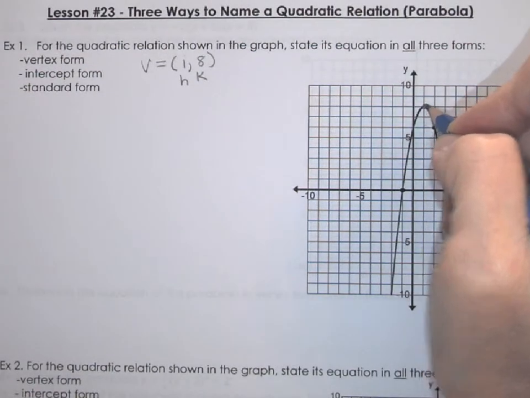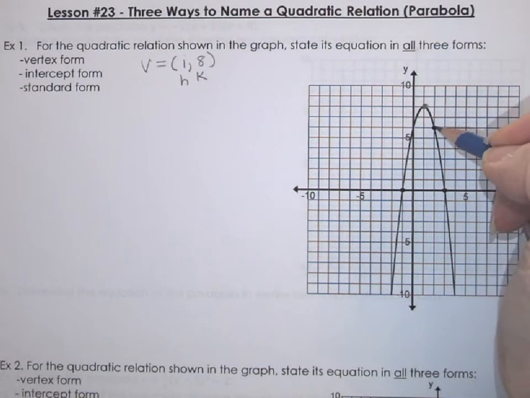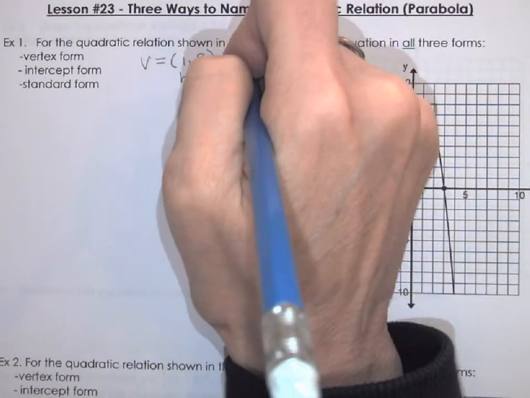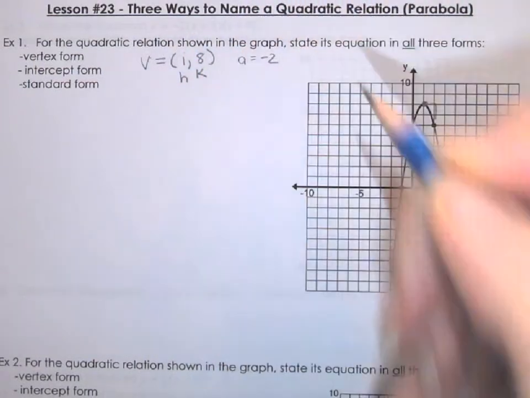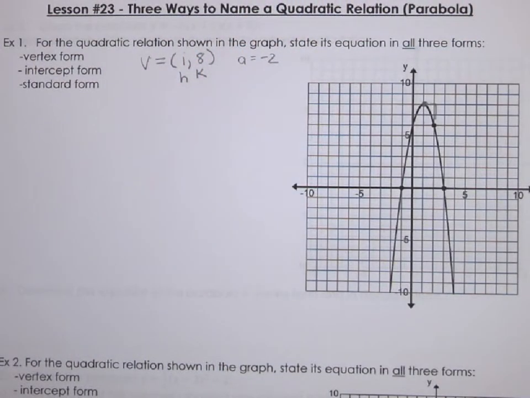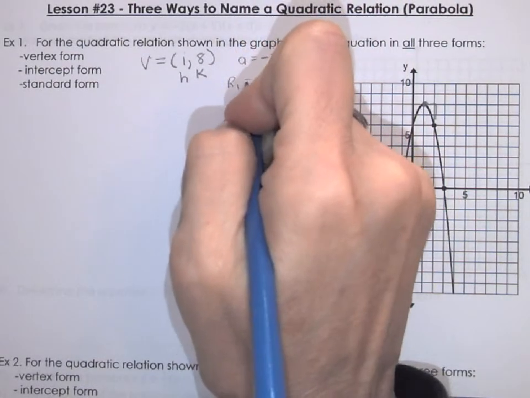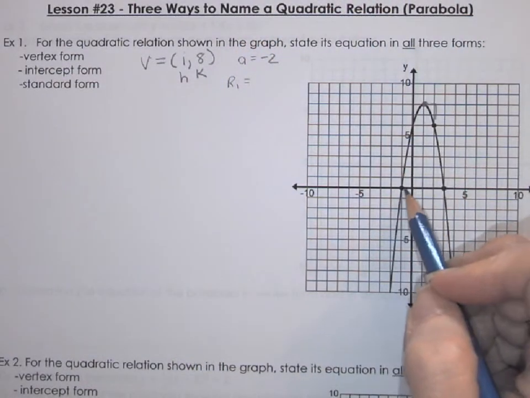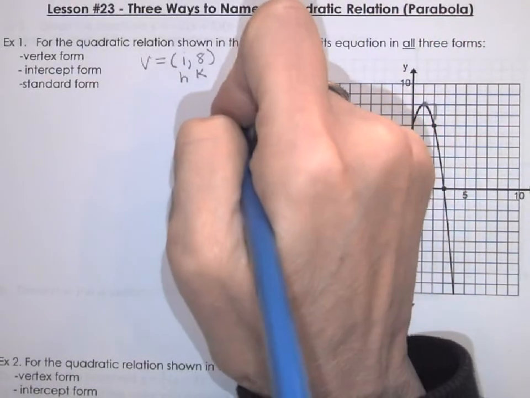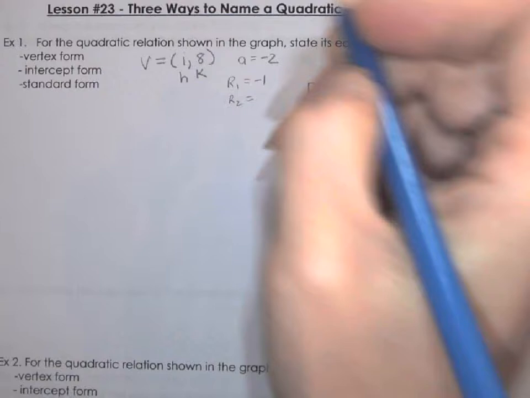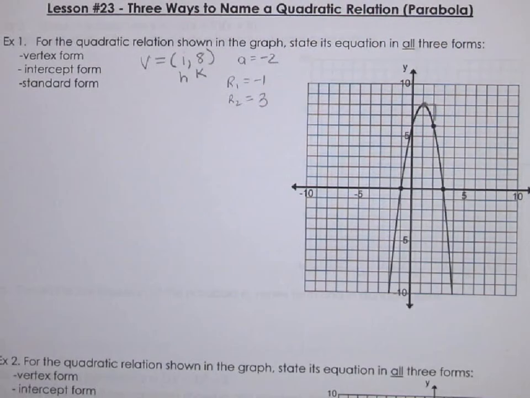And then from our vertex, we can see that they show us this point here. So that means from the vertex, we go over 1 down 2, which makes our a value -2. And then you can also see they point out the x-intercepts. So we also know r1 is, here's 0, so -1. And r2 is 3. So that's a lot of information.